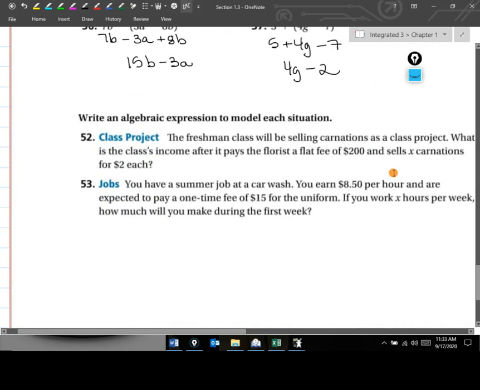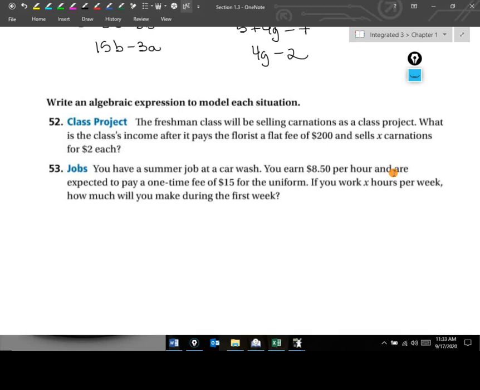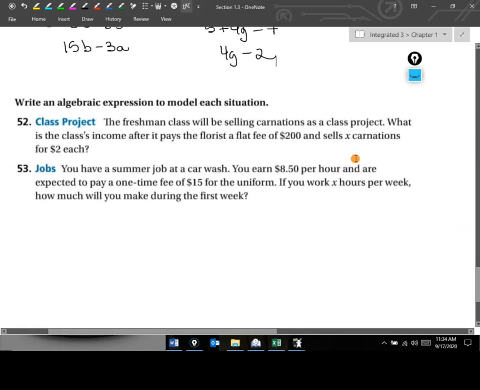Let's do at least one of these down here. It says, write an algebraic expression to model each situation. Okay. First one says the freshman class will be selling carnations as a class project. What is the class income after it pays the florist a flat fee of $200 and sells x carnations for $2 each? So income, after it pays the florist a flat fee of $200. Okay.